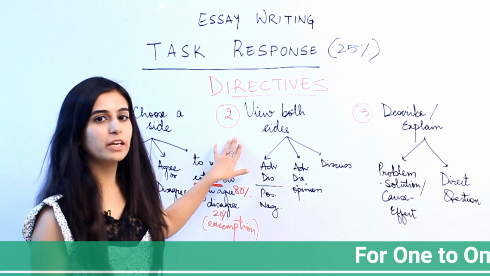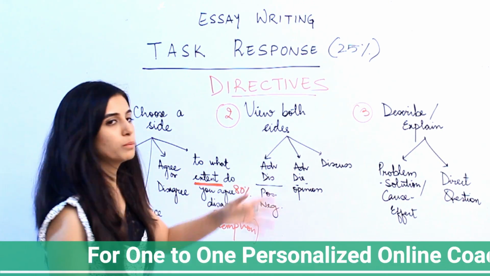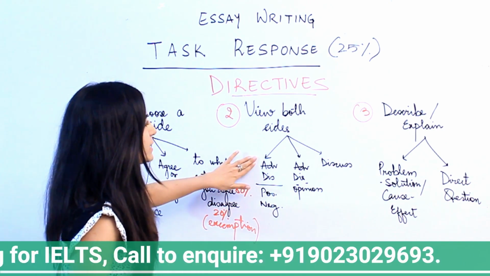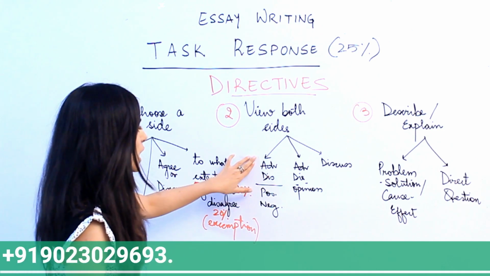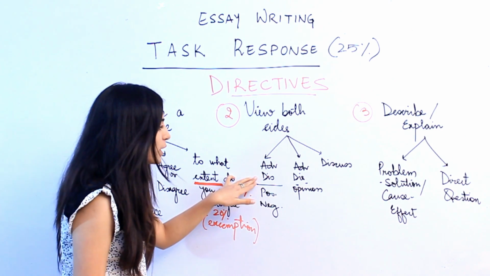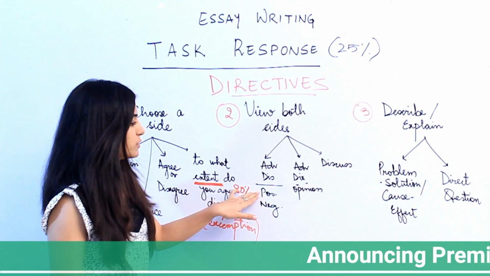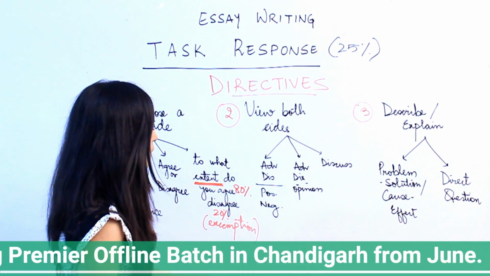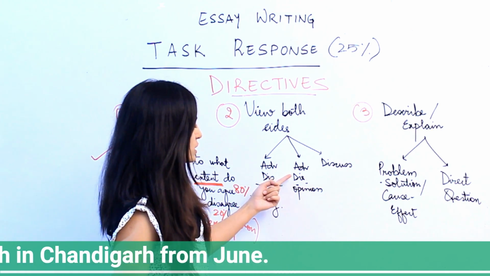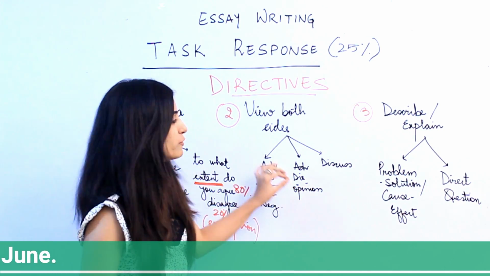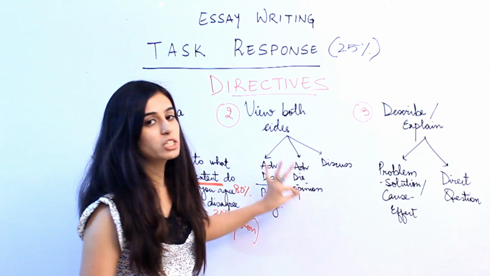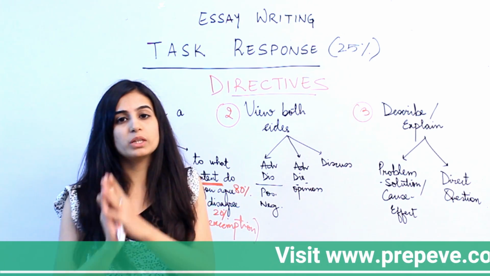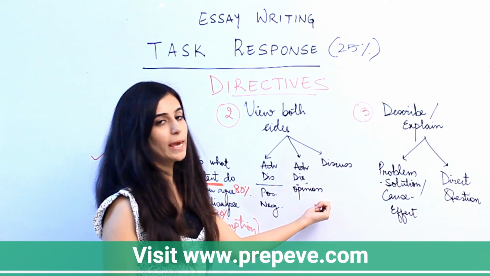The second category is view both sides. You have to view both sides of the essay topic. In this particular kind of question, you would be asked to tell the advantages and the disadvantages, or the positives and the negatives of the essay statement or the essay topic that is given to you. The other variation is advantage, disadvantage plus your opinion. You give the advantages, then you give your disadvantages, then you give your opinion. What do you think about it? Whether you agree with the advantages or with the disadvantages. So you give your opinion in the end.